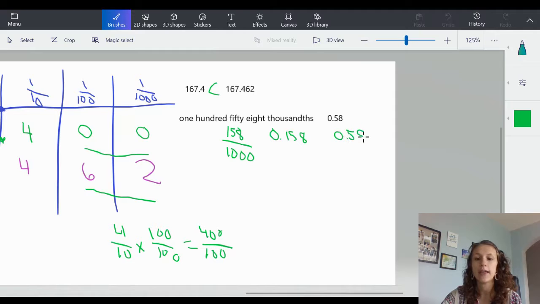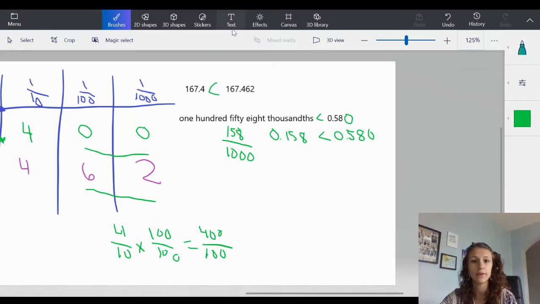Looking at my place values, they both have 0 wholes. So I'm going to go to my next largest place value. Well, 1 tenth versus 5 tenths. 5 tenths is greater. So I know that 58 hundredths is greater than 158 thousandths. If we had wanted to convert to thousandths, we could have done that as well to clearly see that 580 thousandths is greater than 158 thousandths.